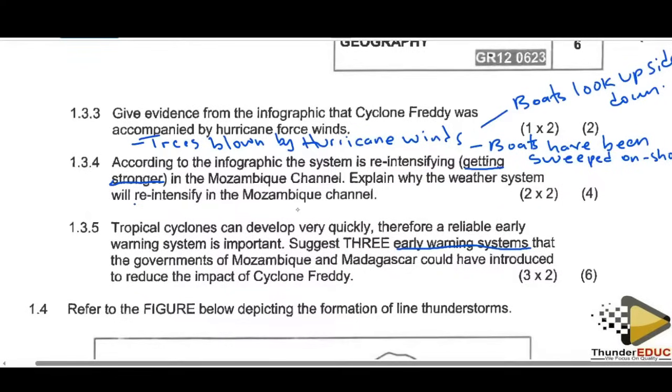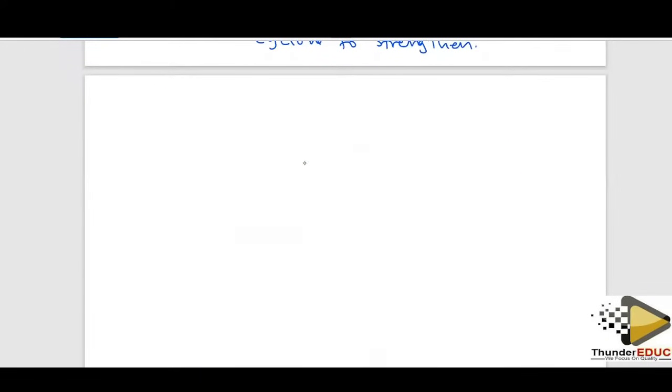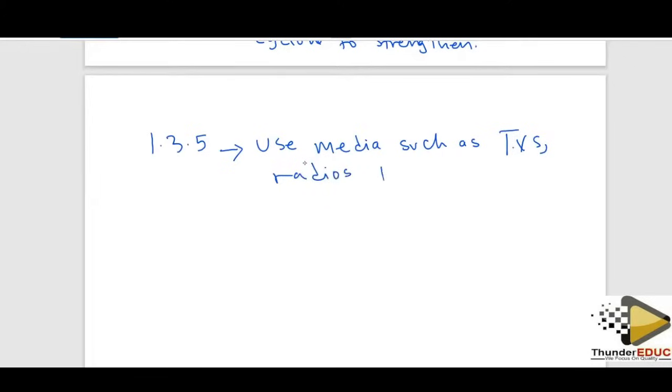All right. So for 1.3.5, let us go back to our blank page and try to suggest those warning systems. So you could say they could use media such as TVs, radios to inform people.